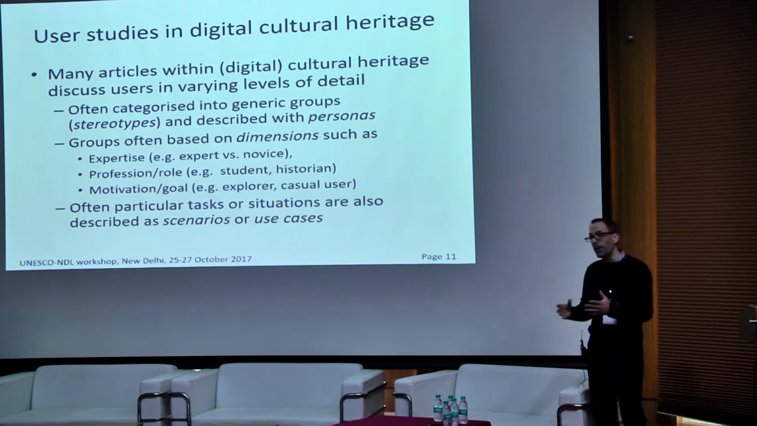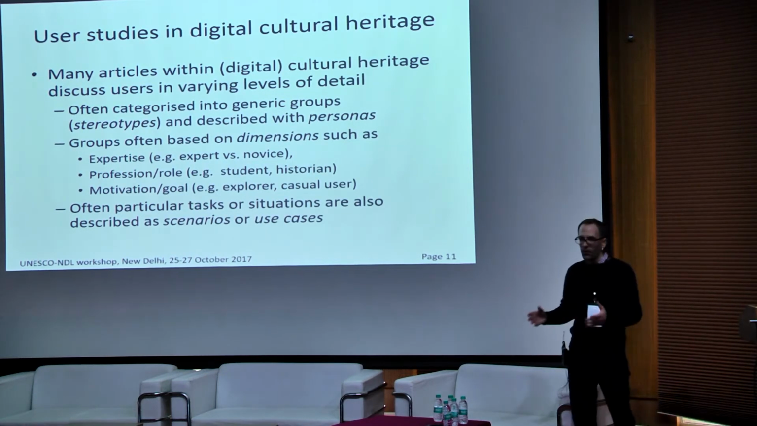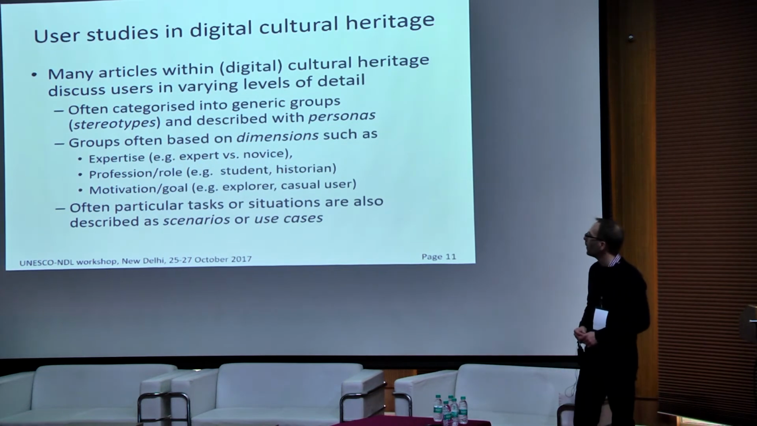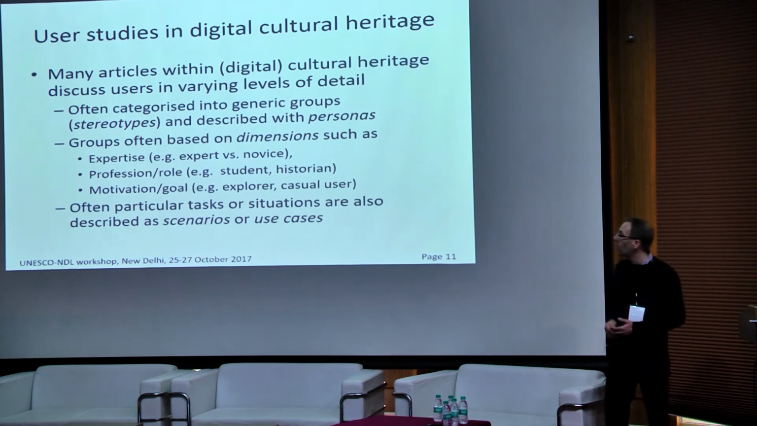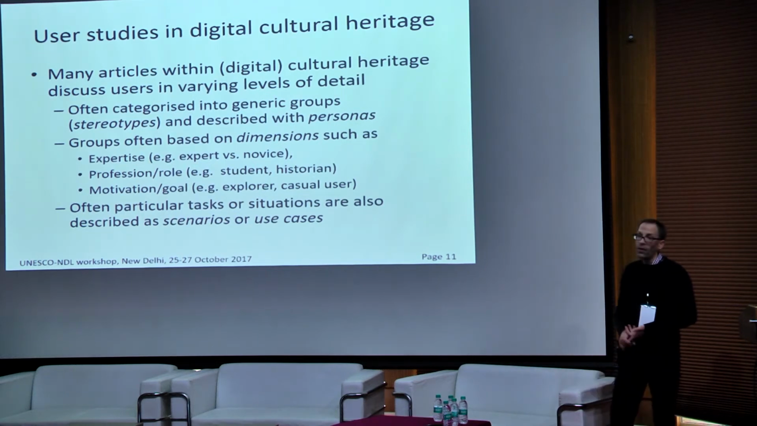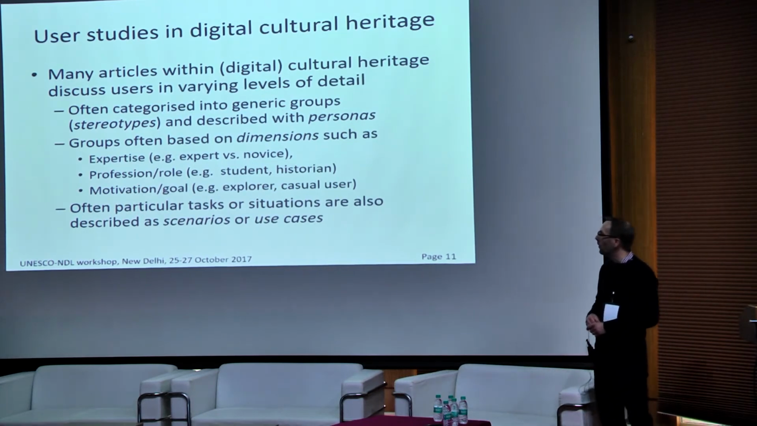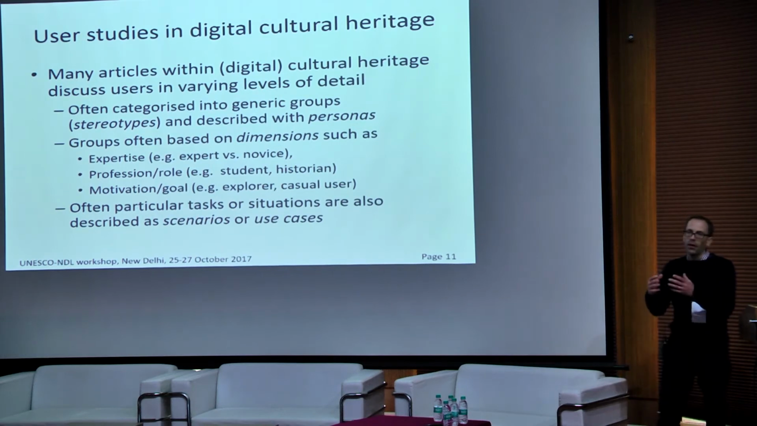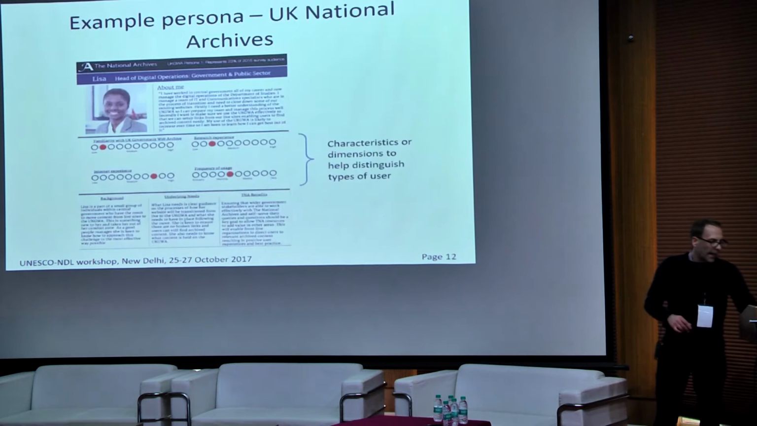So there have been many, many articles written in cultural heritage and digital cultural heritage and library and information science more generally that discuss users and categories and types of users. The sorts of dimensions you often see are things like the ones I've mentioned before: expertise, profession, role, motivation or goal. These have often been ways to group or categorize users.